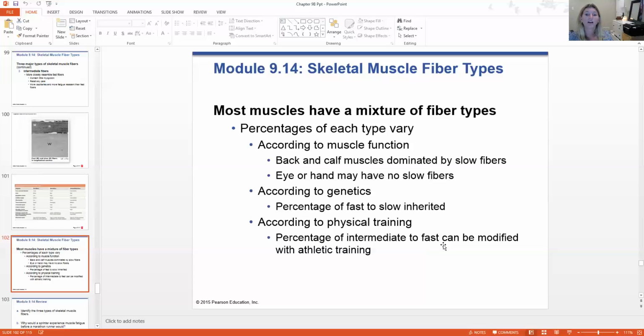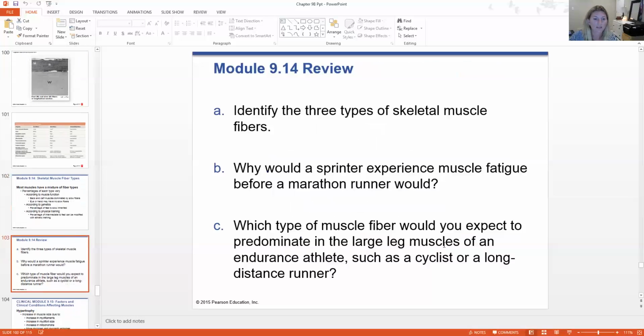According to genetics, fast and slow is inherited, as I was saying before, and physical training can help modify some of your fibers. So again, I'm more of a distance runner, I'm not a sprinter, but if I wanted to be a sprinter, I could practice and I could still gain speed. Would I be as fast as someone who has more of those fast fibers? Probably not, but athletic training always helps, just like with anything. Diet and exercise, etc., etc.